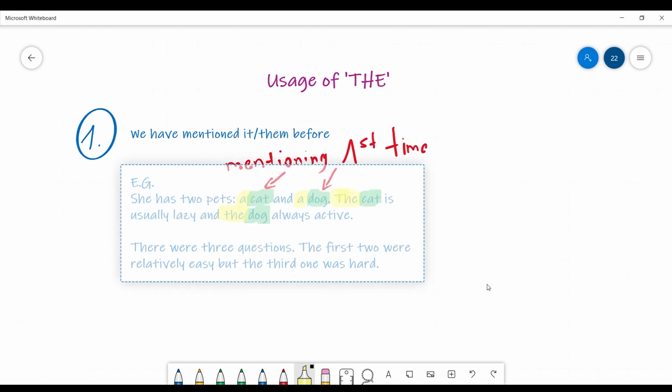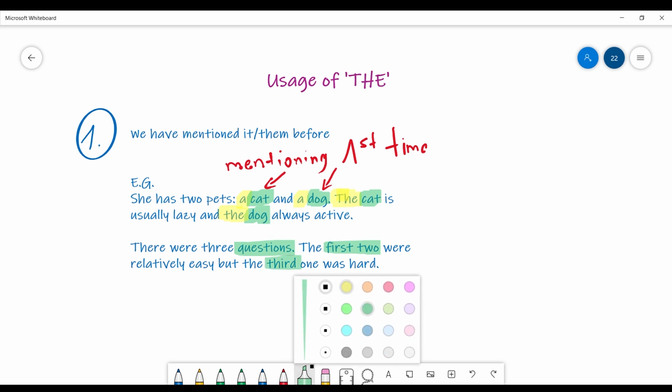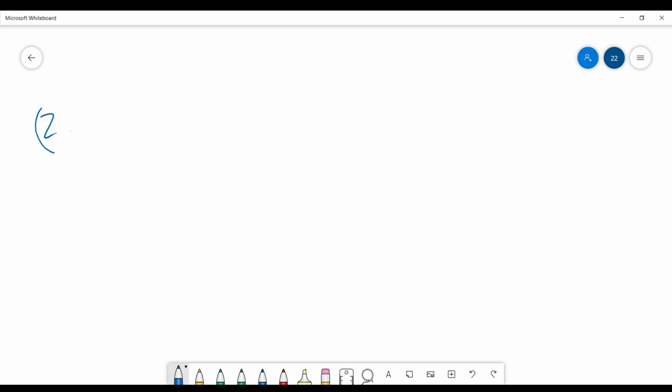Okay? Another example. There were 3 questions. The first 2 were relatively easy, but the third one was hard. Questions. We're mentioning questions for the first time. It's in plural, so we are using no article. But in the next sentence, when we are mentioning it again indirectly, the first 2 questions, we are using the article the. Okay? So, let's move on to rule number 2.